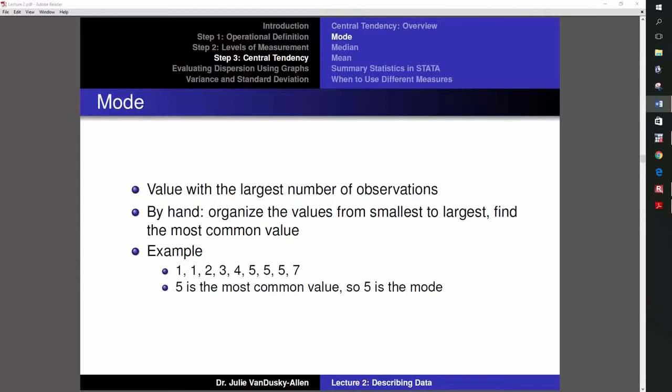So to calculate a mode, you arrange the observations in your variable from the smallest value to the largest value, and then look for the most commonly repeated value. For example, imagine our variable took on the values 1, 1, 2, 3, 4, 5, 5, 5, 7. These values are arranged from smallest to largest. 5 is the most common value, so 5 is the mode.